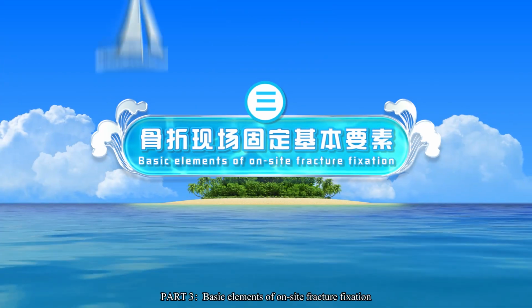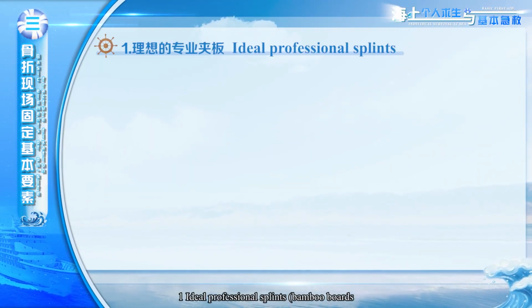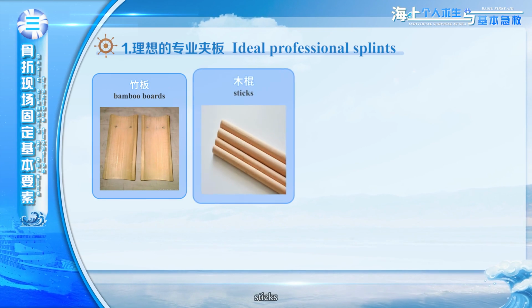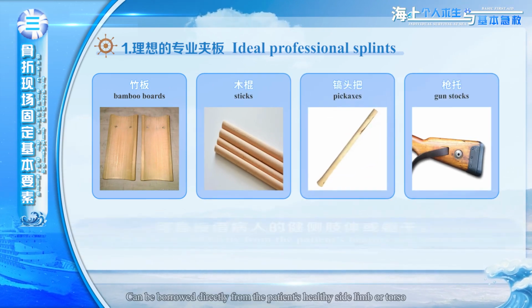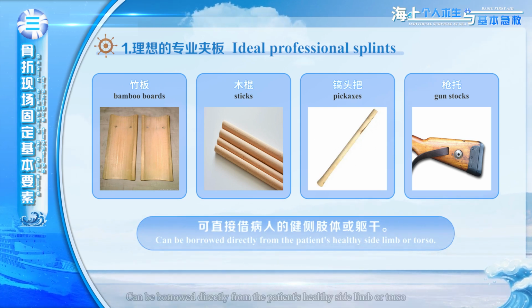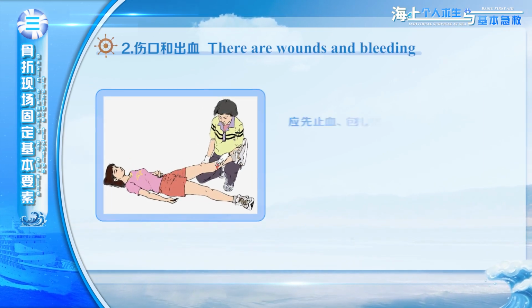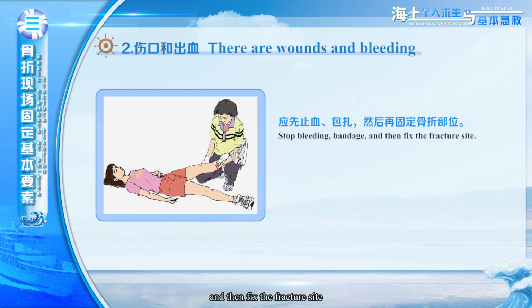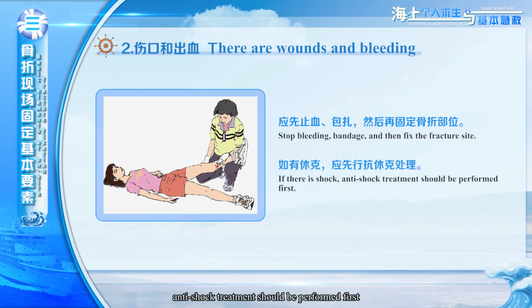Part 3. Basic elements of on-site fracture fixation. 1. Ideal materials are professional splints; bamboo boards, sticks, pickaxes, gun stocks, etc. can be used, or the patient's healthy side limb or torso can be borrowed directly. 2. If there are wounds and bleeding, stop bleeding, bandage, and then fix the fracture site. If there is shock, anti-shock treatment should be performed first.